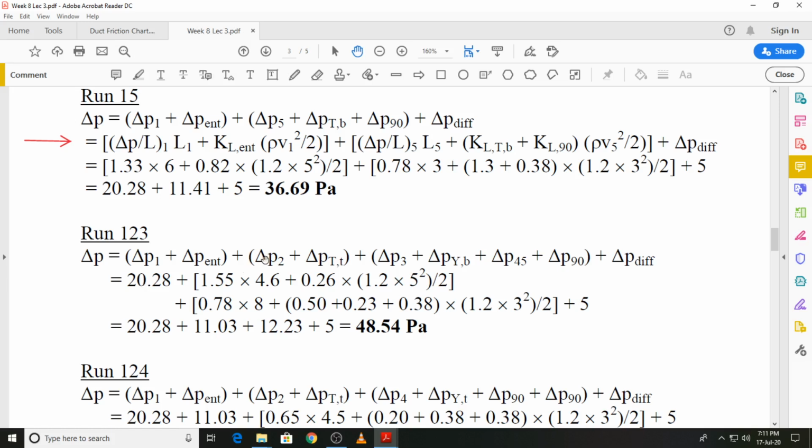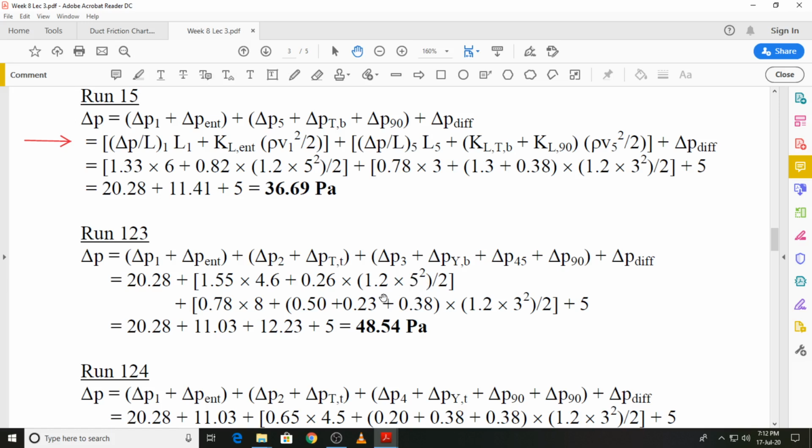For segment 2, the frictional pressure drop, the length multiplied by delta P by L, which was 1.55. Then we have the loss coefficient T through is 0.26, and then half rho v square, and remember the velocity that we are going to use, because we are talking about segment 2, is v2, so half rho v2 square over here. After that we move into segment 3.